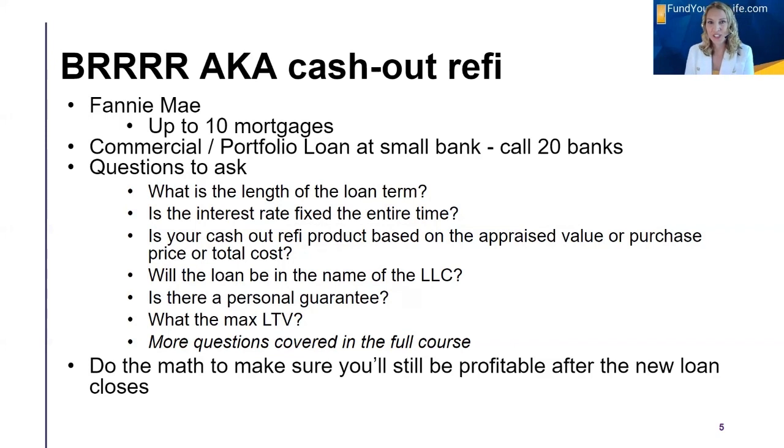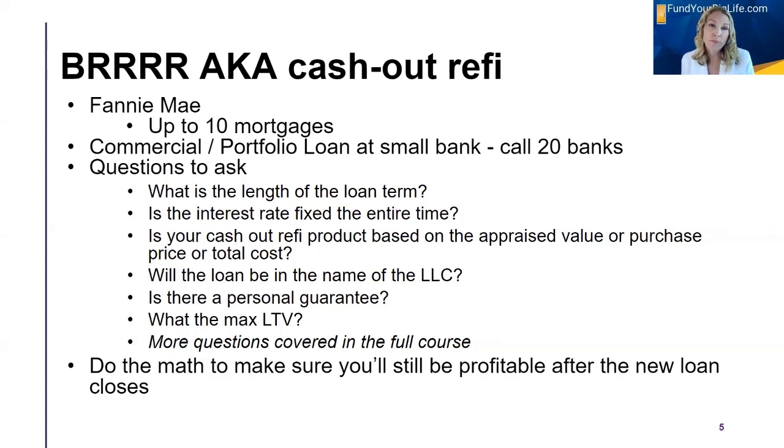And you can do a just traditional mortgage lender for these, which I've done those too. If you get a Fannie Mae loan, and I'm assuming you know what those are, depending on the bank you're going through, you can have up to 10 Fannie Mae mortgages. After that, you're going to have to go into portfolio loans at a small bank.